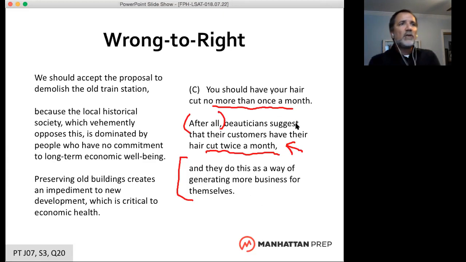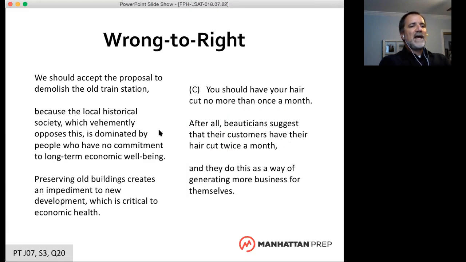You know, the LSAT's very literal, very absolute. You should have your hair cut no more than once a month. That's my conclusion. I'm trying to convince you that that is true. And simply the fact that one person who gives you alternate advice may have other reasons, you know, not very good reasons for doing it, or reasons that are not in your best interest, doesn't mean that it isn't true.